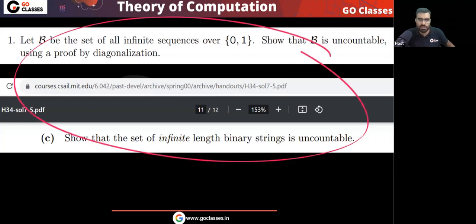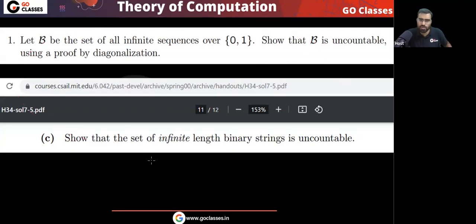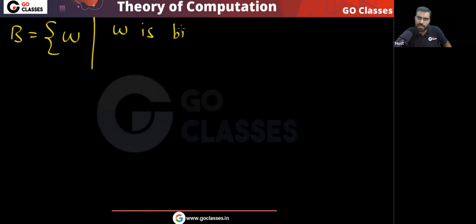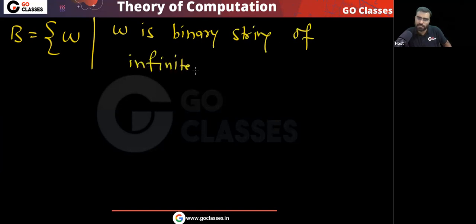Now let's prove this question. You can see this is a very popular question. So tell me what we need to prove. We need to prove that this set B, that is, the set of all W where W is a binary string of infinite length, is uncountable.